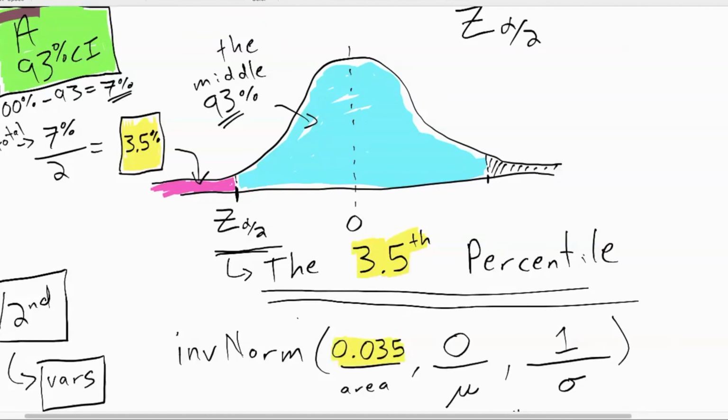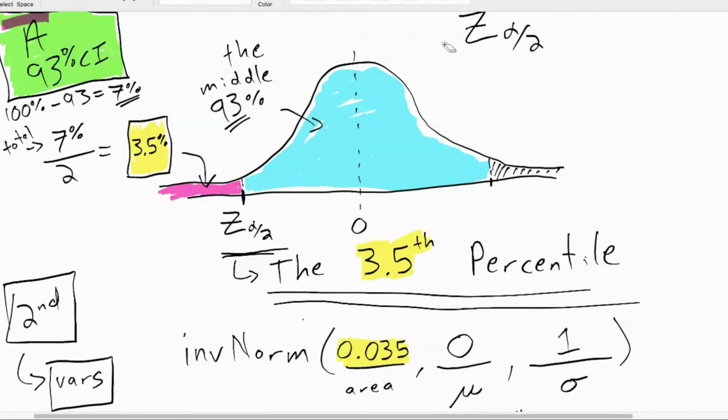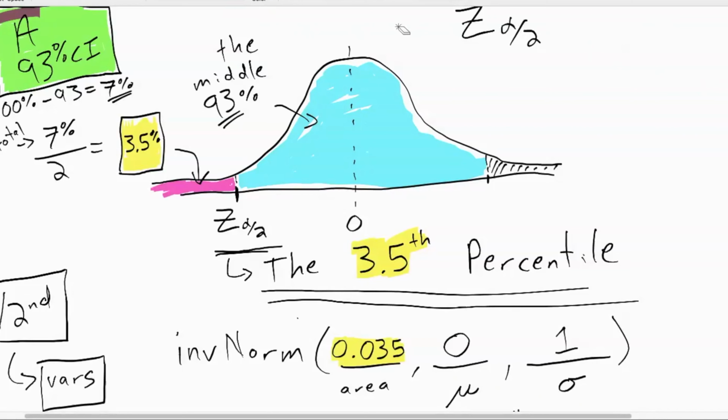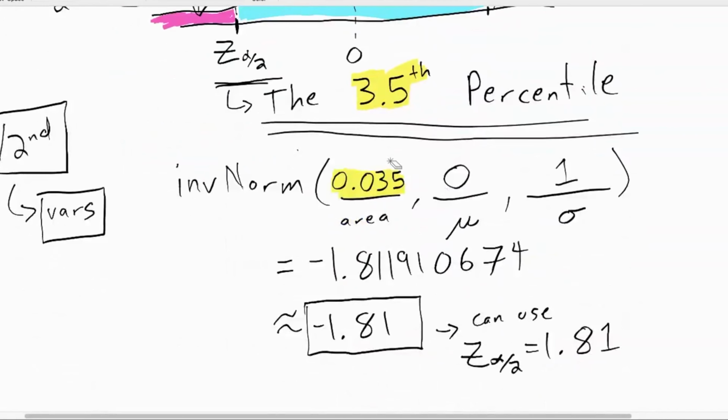So pop quiz, every time you get a different level of confidence, do you have a different Z-score to use in your interval? Yes, perfect. Harder question, is the Z-score for a 93% confidence interval for a population proportion always going to be negative 1.81?